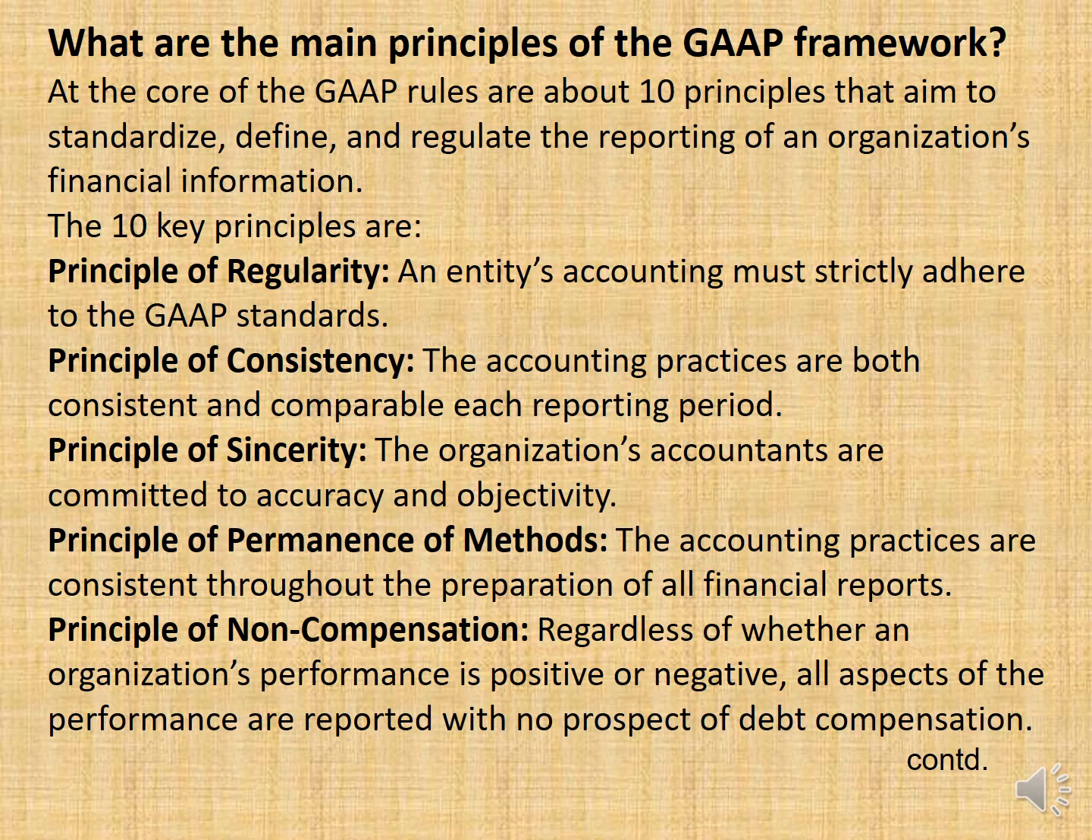What are the main principles of the GAAP framework? At the core of the GAAP rules are about 10 principles that aim to standardize, define, and regulate the reporting of an organization's financial information. The 10 key principles are: principle of regularity, an entity's accounting must strictly adhere to the GAAP standards. Principle of consistency, the accounting practices are both consistent and comparable each reporting period.